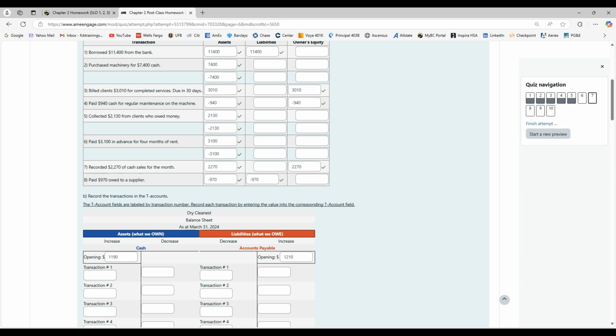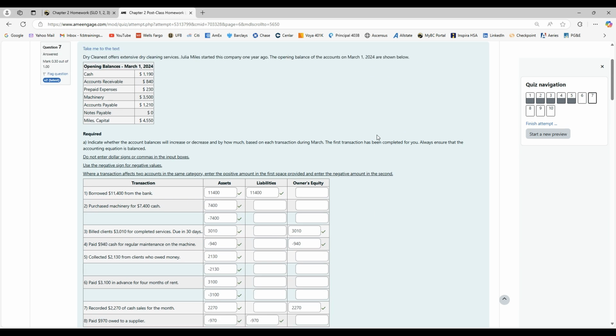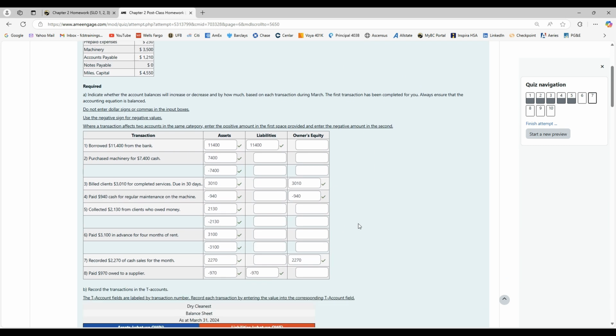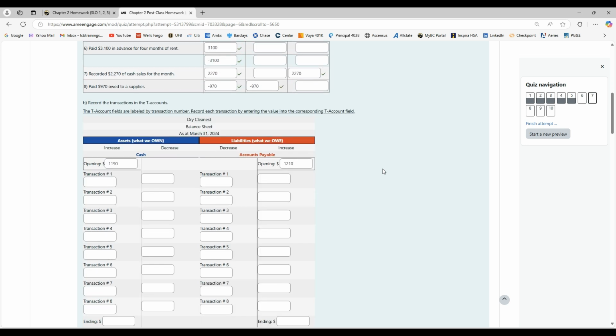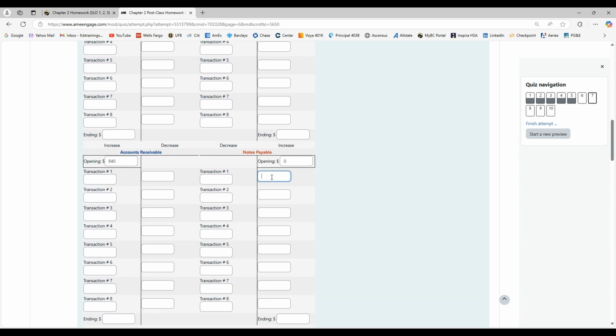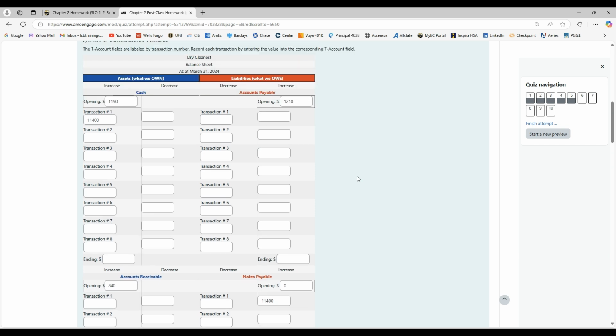And then our capital account is $4,550. Okay, and then bear with me for one moment while I snip the transactions, and then we'll input them to the T accounts. Okay, so the first transaction, we borrowed $11,400 from the bank, so we had an increase in cash and an increase in our notes payable of $11,400.